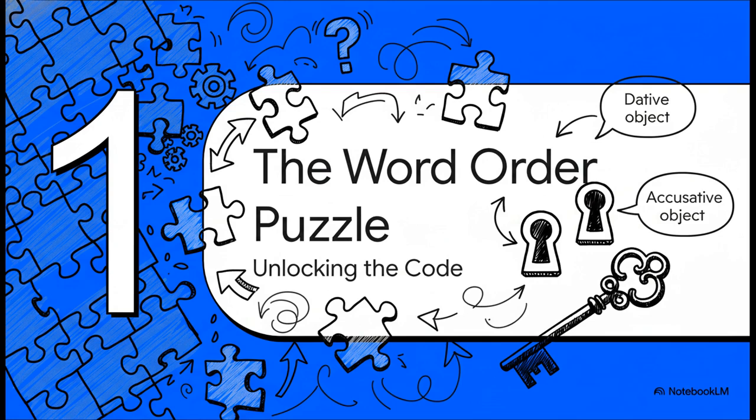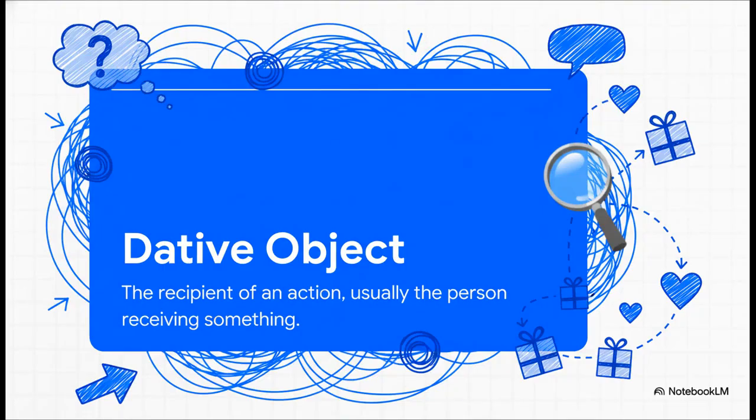To do that, first things first, we've got to get to know the two main players on the field, the dative object and the accusative object. Okay, first up is the dative object. This is simply the recipient of the action. All you have to do is ask to whom or for whom something is being done.